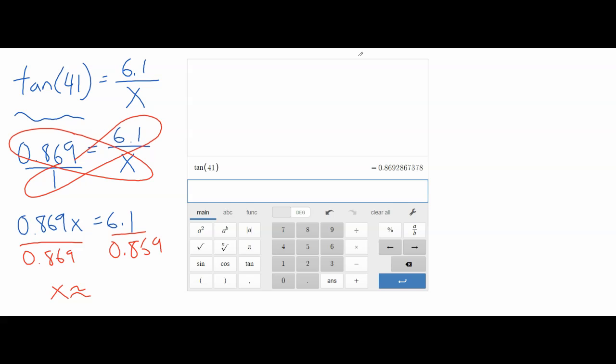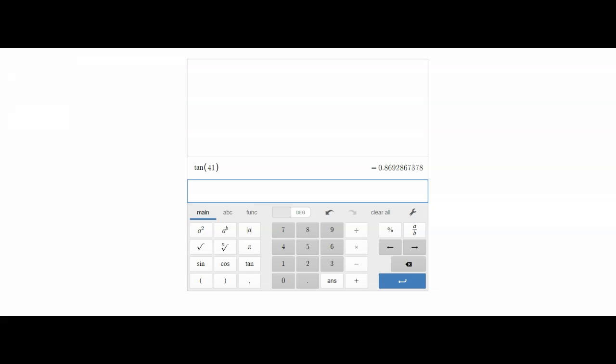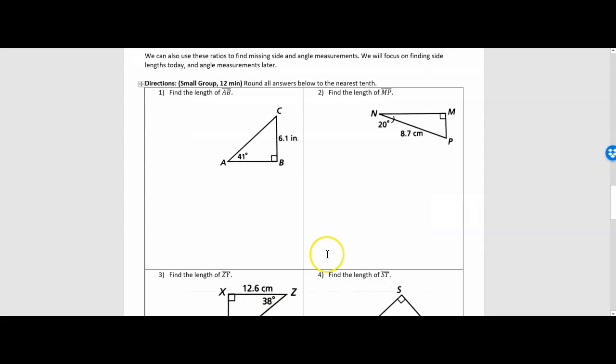And I can't remember what it says to round to on our paper, so we'll go back and check that in a second. But 6.1 divided by 0.869 is approximately 7.02. We'll round to the nearest hundredth for now. I believe our units were inches. But again, this would be the process of solving a trigonometric equation, one that has sine, cosine, or tangent in it. Let's go back. See if we rounded to what they were asking us for.